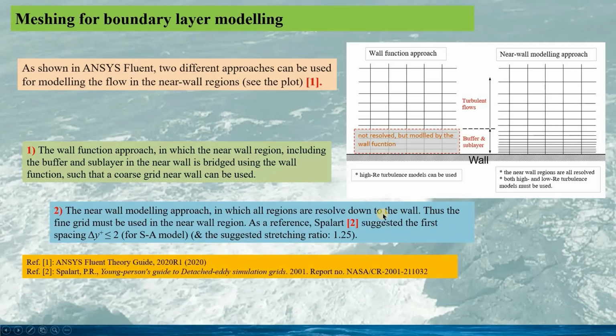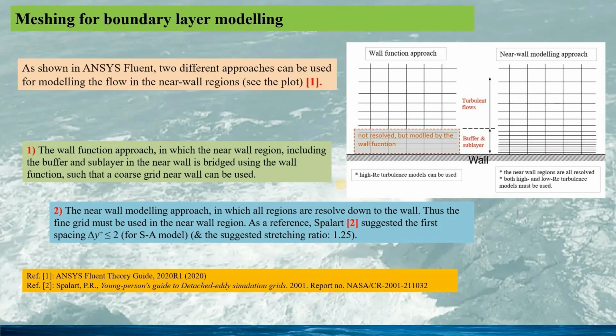The second approach is the near wall modeling approach, in which all regions are resolved down to the wall. Thus, a very fine grid must be used in the near wall region. See this fine grid here. Also, low Reynolds number turbulence models must be used in the near wall region.